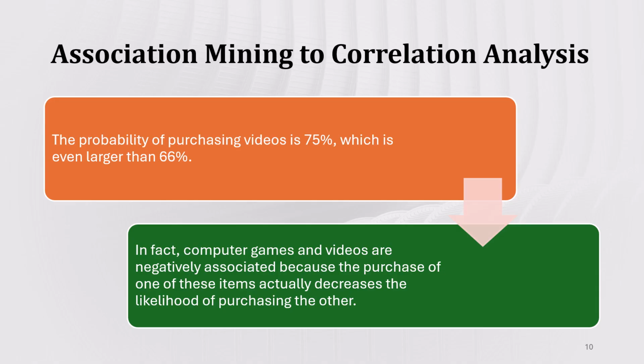The probability of purchasing videos is 75%, which is even larger than 66%. In fact, computer games and videos are negatively associated, because the purchase of one of these items actually decreases the likelihood of purchasing the other.